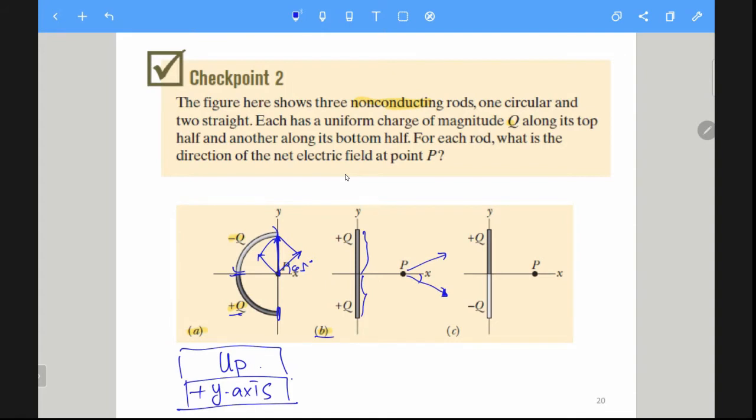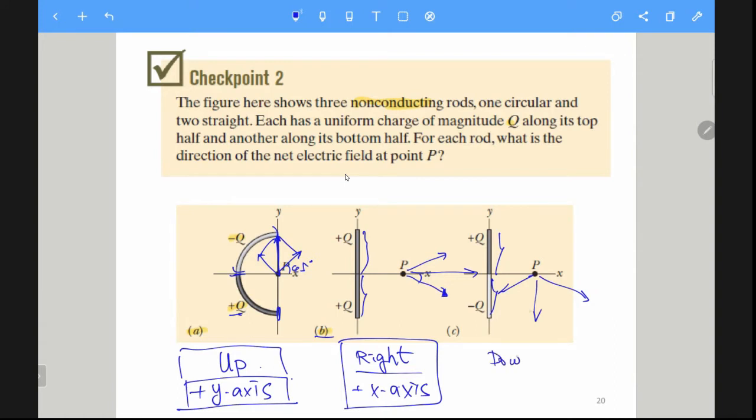So the y-axis components cancel each other, and the overall E field should point to the right, the positive x-axis. Okay, for the third part, likewise, for this part the E field points to the bottom right. For this part, it is a negative charge, so it should point to this side. So the x-axis components cancel, and it should point downward, the negative y-axis.